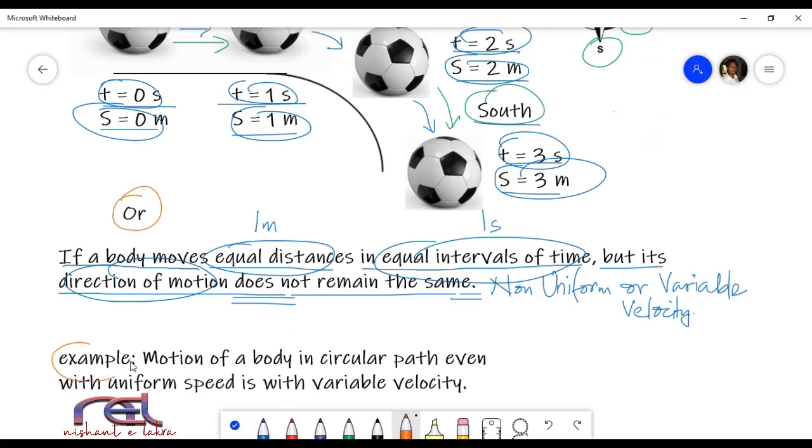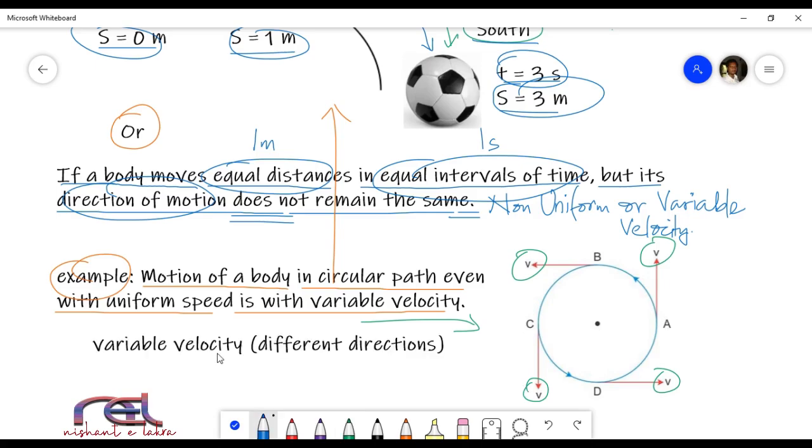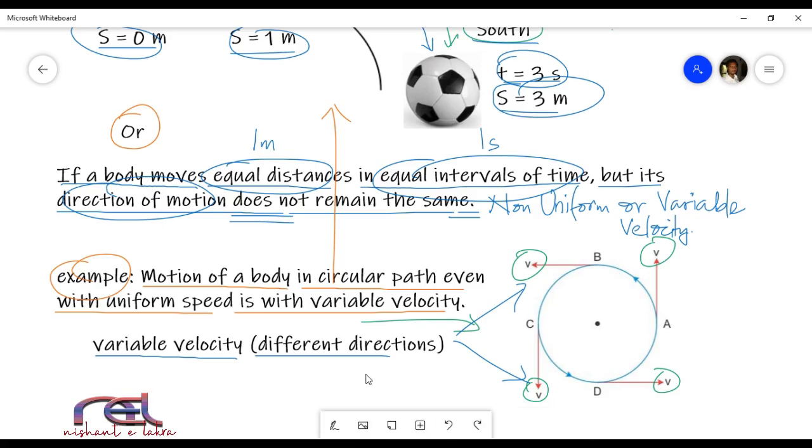Now let's see an example. Another example: motion of a body in a circular path, even when it is moving at uniform speed, is with variable velocity or non-uniform velocity. Now this was one of the examples, but it has not moved circular. You will see on the screen that there's a body moving in a circular motion, but you see that the velocity is variable, right? Different directions. So when the directions are different, we say that the velocity is variable. Velocity is not the same. I hope you understand this.